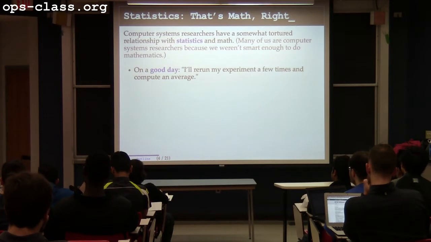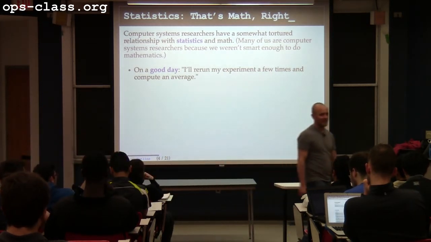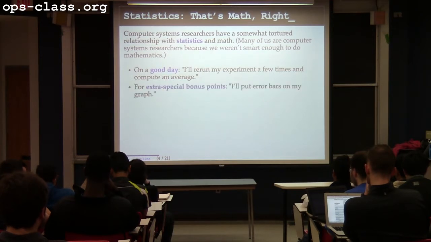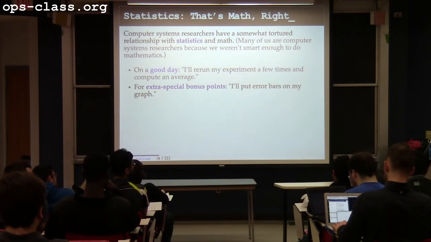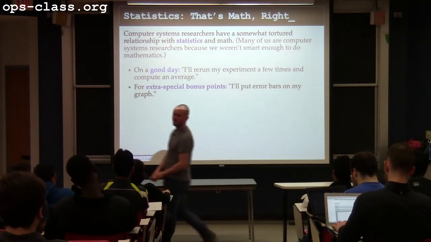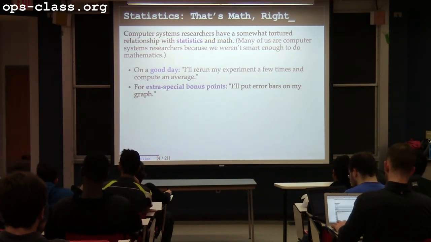On a good day, I might run the experiment a few times, see a little bit of performance variation, and try to summarize that data set using some sort of summary statistic, like an average, which is a fantastic statistic about 10% of the time. And the other 90% of the time it is a miserable, terrible statistic. And if I'm feeling really frisky that day, like I've got some extra time, something good happened to me in the morning, I drank a couple of extra espressos, I might actually put some error bars on the graph so people have some idea about the variance in the underlying data set.